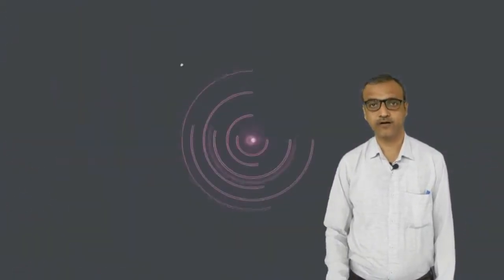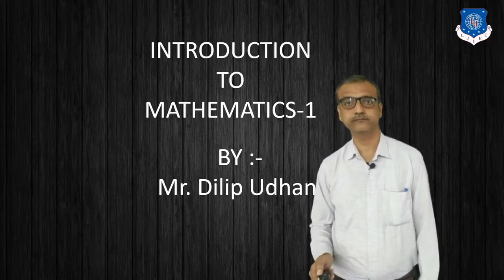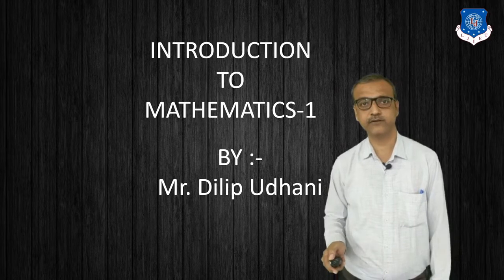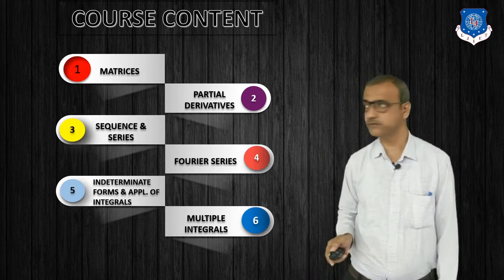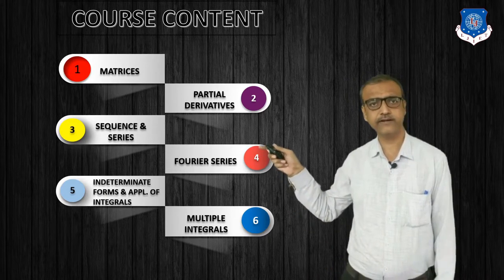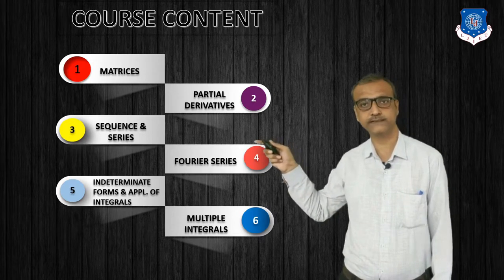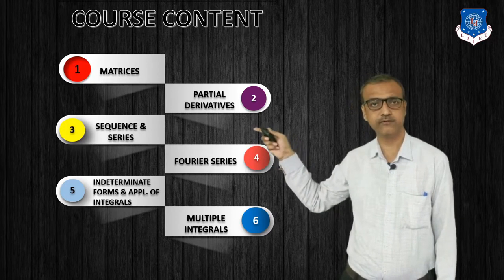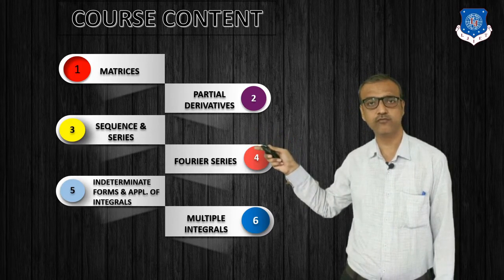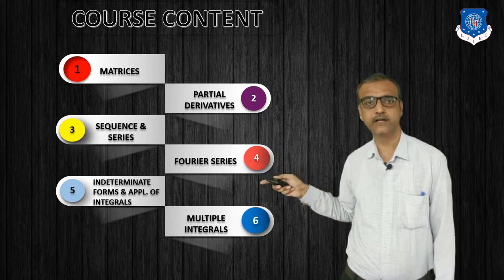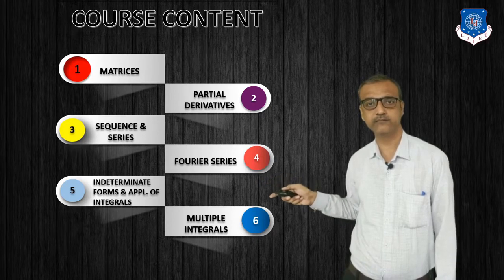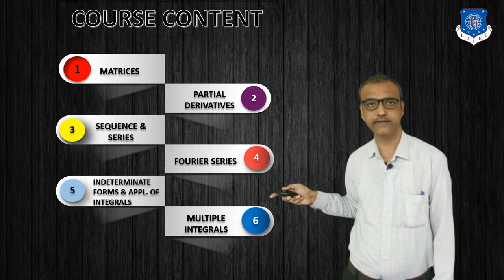So now let's move on to the introductory lecture of Mathematics 1. This is the introduction to Mathematics 1. The whole syllabus of Mathematics 1 is divided into 6 units. Unit number 1 matrices, then unit number 2 partial derivatives, unit number 3 sequence and series, unit number 4 Fourier series, unit number 5 indeterminate form and application of integrals, and unit number 6, that is multiple integrals.